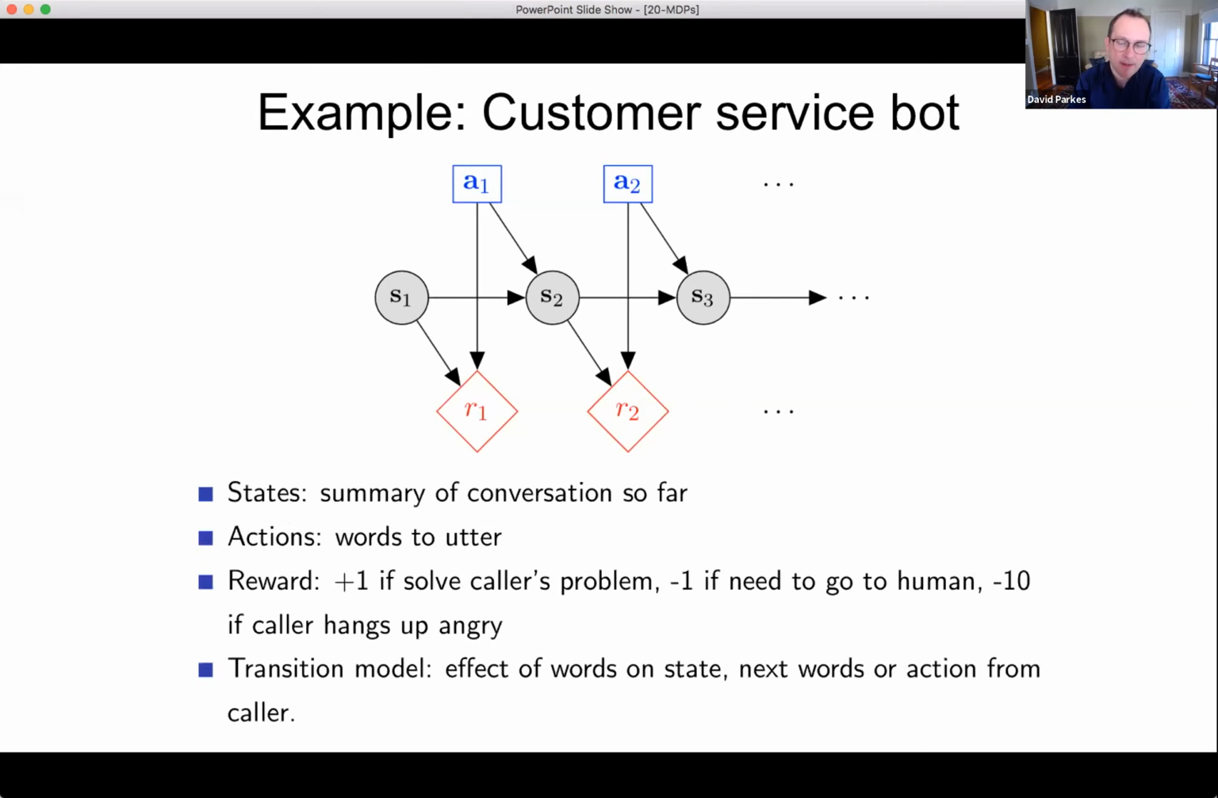Last example I have for you, I know we talk a lot these days about chatbots, and I was talking to a Harvard College student just yesterday who's about to start an internship with a firm that is developing AI for chatbots using GPT-3. And you could think about the state as being the summary of the conversation so far, the action as the words to utter, the reward as +1 if you solve the problem, -1 if you need to go to a human helper, and -10 if the caller hangs up angry. And then the transition model is the effect of the words that you utter as a chatbot on the state, and the next words or action that are taken by the caller.